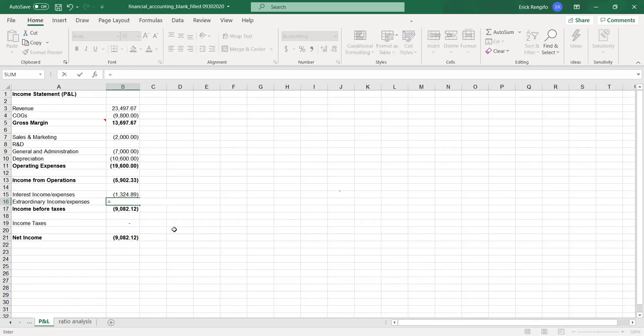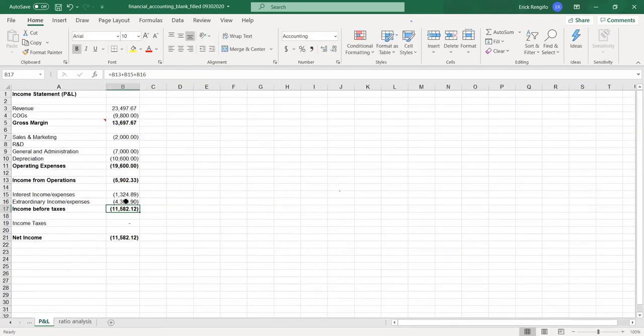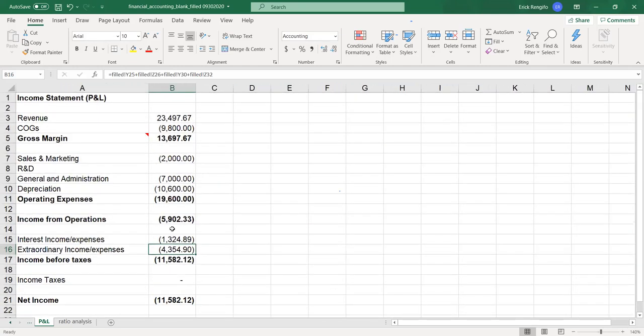Okay, so let's do this again. So this is going to be equal to my, this one here. So transaction 18 plus this one here. So the 5,000 and minus 7,000. Then we add the 145 and then we add the 2,500 negative. This is for extraordinary income and expenses. So I will make this big, and then I put an F2.